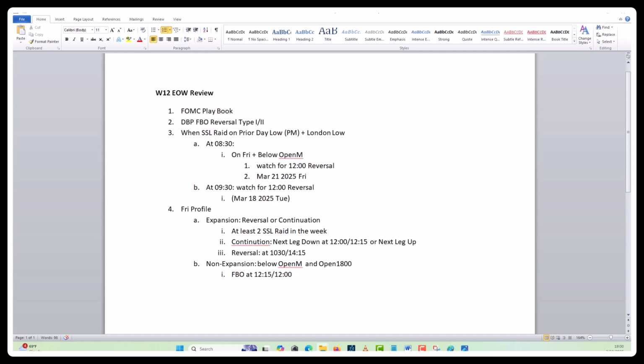Basically, it's a reversal model right there. So double bottom or double top. Okay, so this week we have 2 double bottoms for this week. Okay, so we have the FOMC meeting right here.